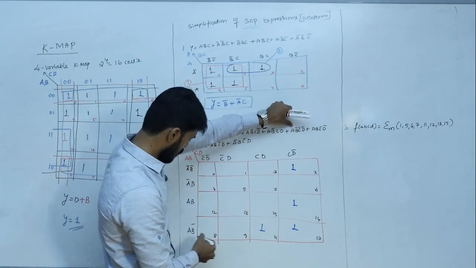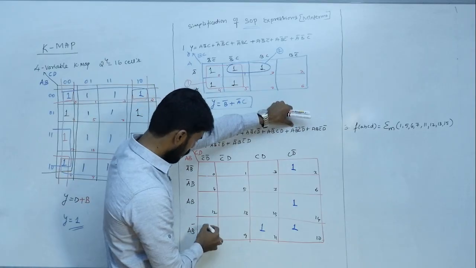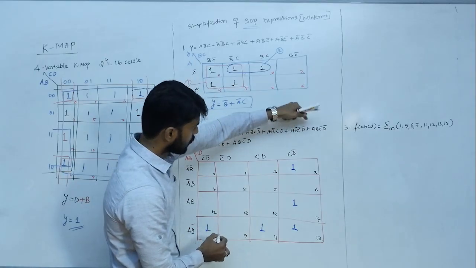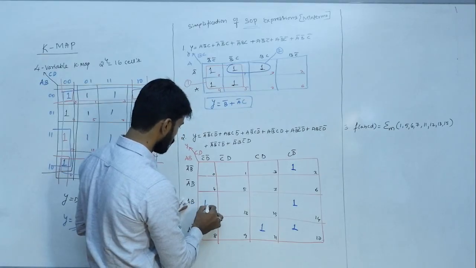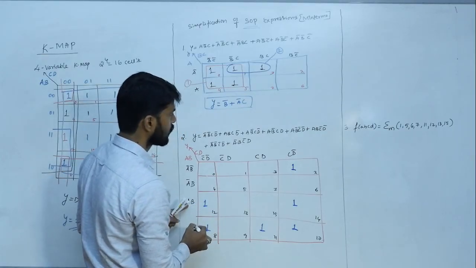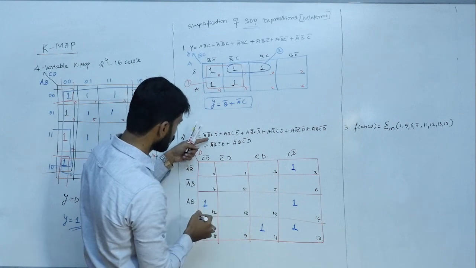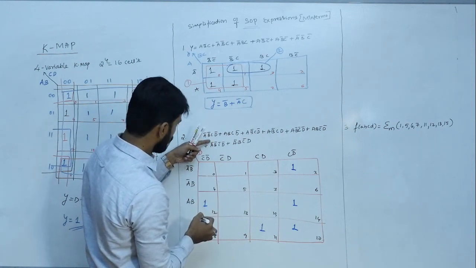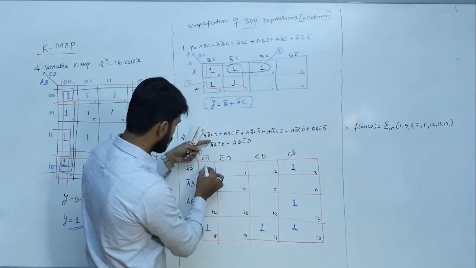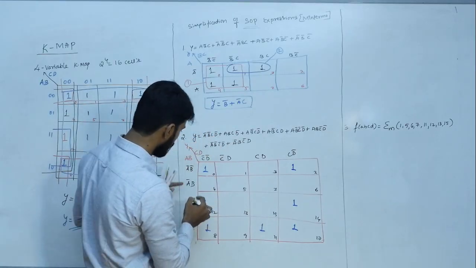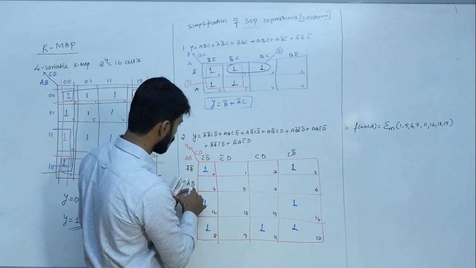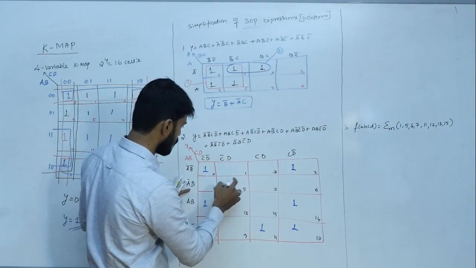Next is A, B bar, C bar, D bar. Here I am getting 1. Next is A, B, C bar, D bar. Here I am getting 1. Next is A bar, B bar, C bar, D bar here. Next is A bar, B, C bar, D, C bar, D is here.